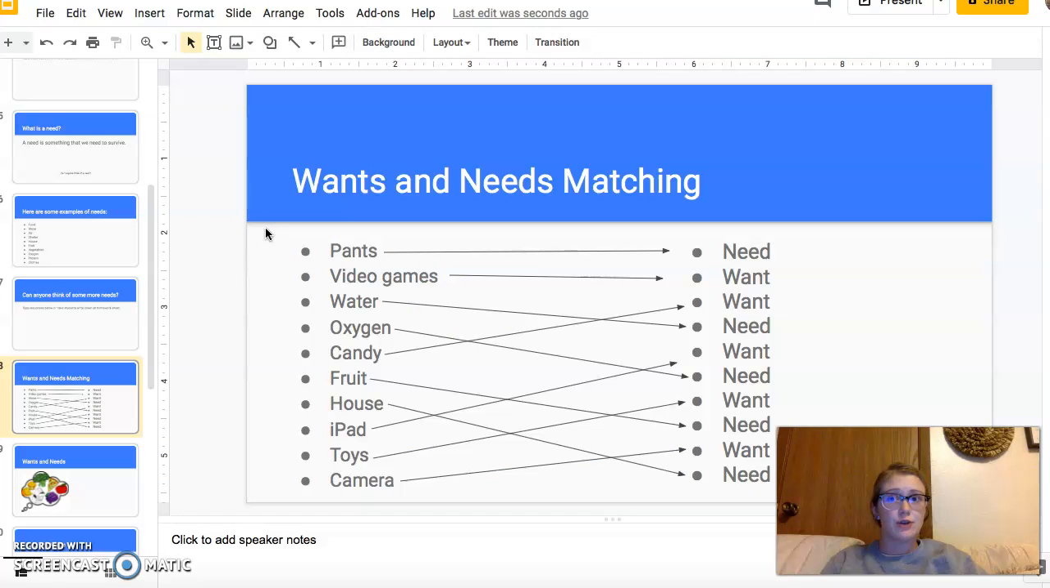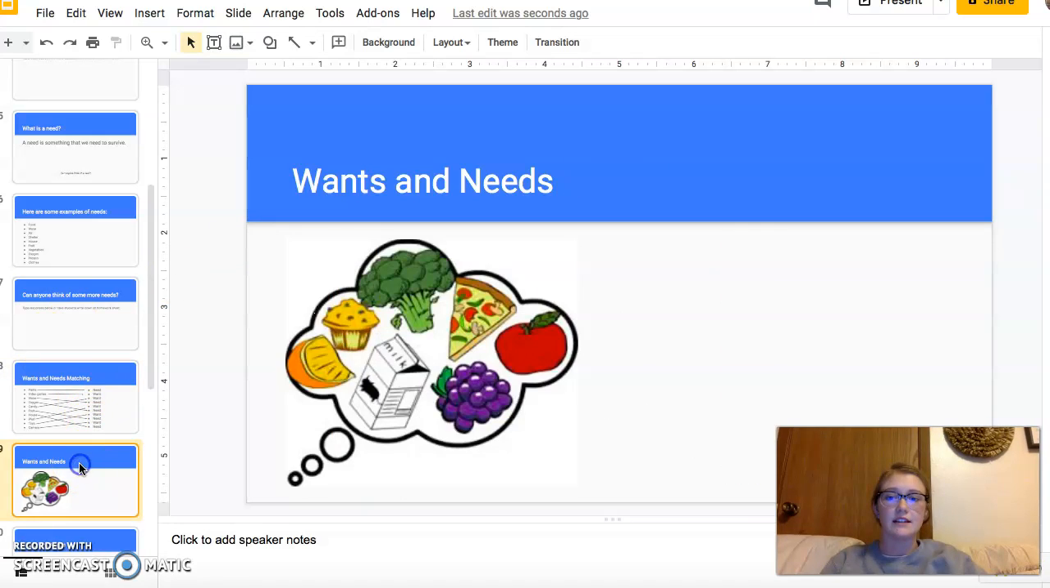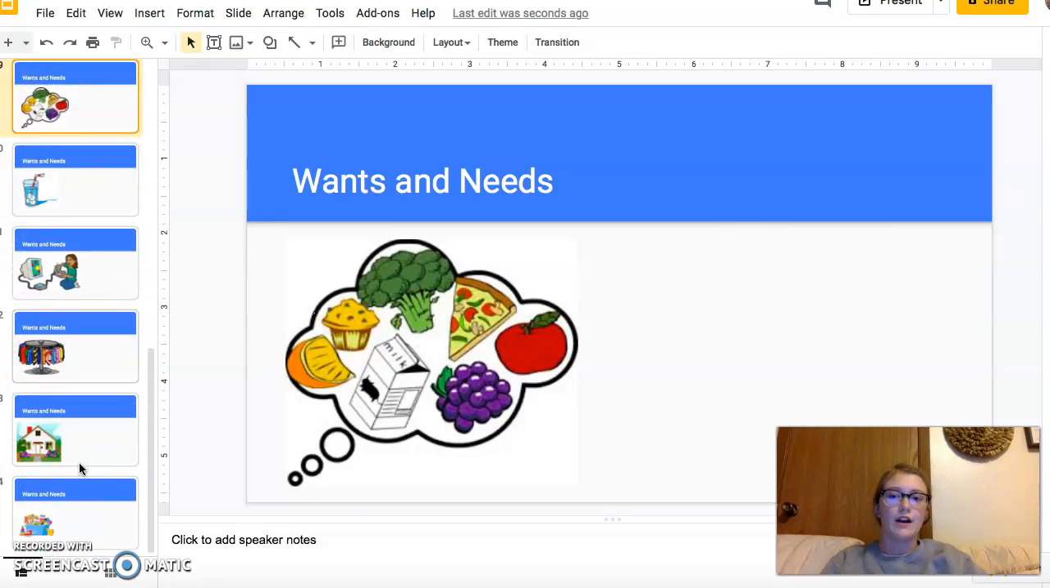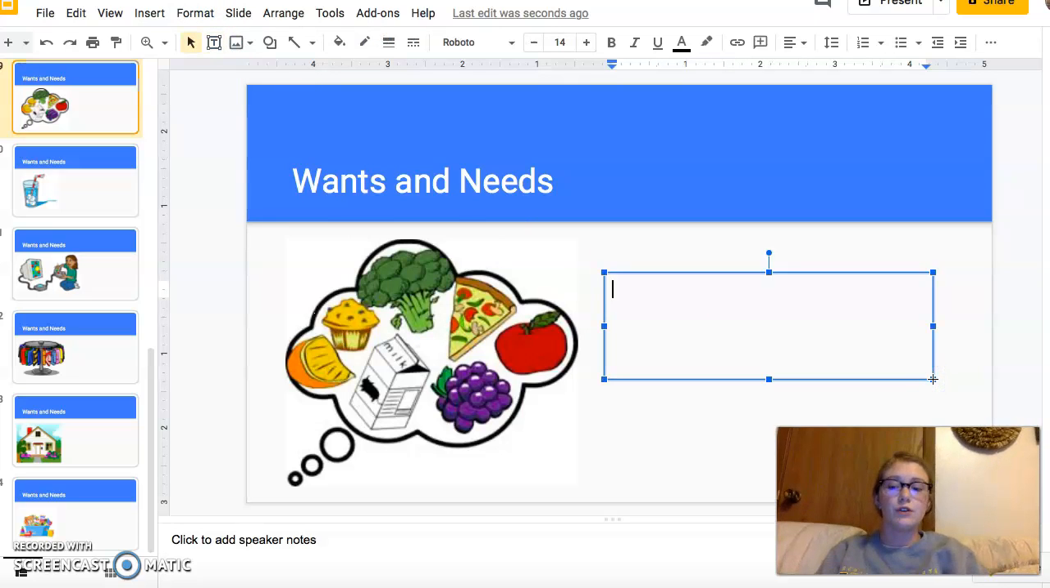All right, so make sure you have this copied down. Next, we are going to play a little bit of a game where we are going to guess if the image is a want or a need. So here we have a picture of food. So food is going to be a want or a need, do you think? Go ahead and think about it for a few seconds. Is it a want or a need? So food is going to be a need.